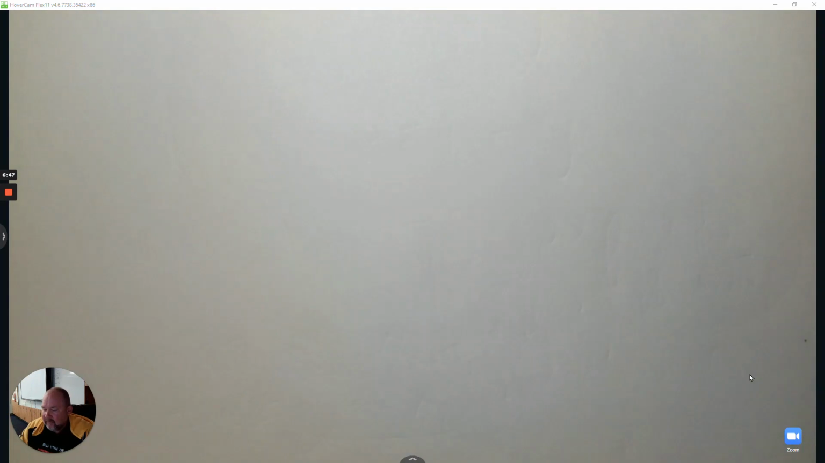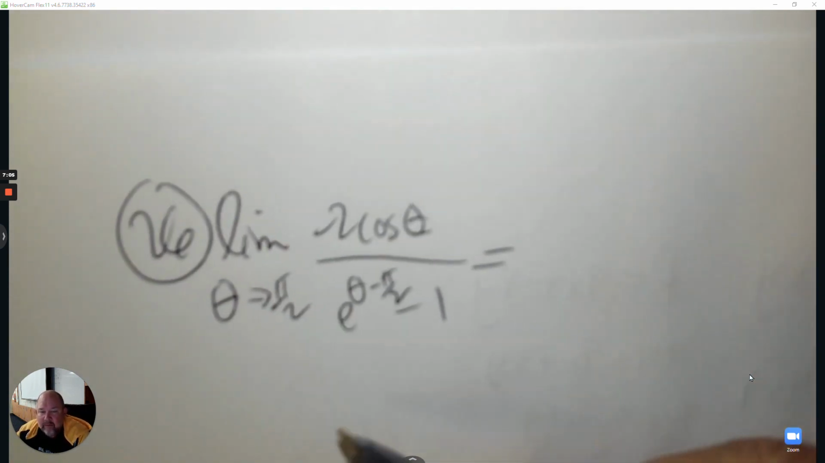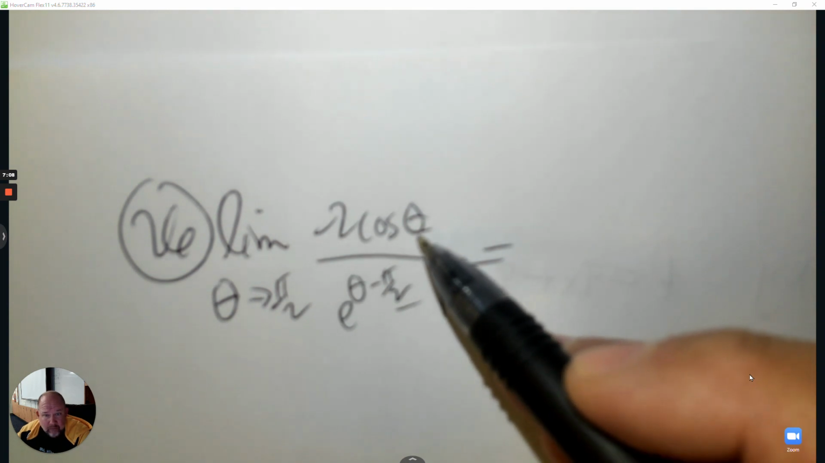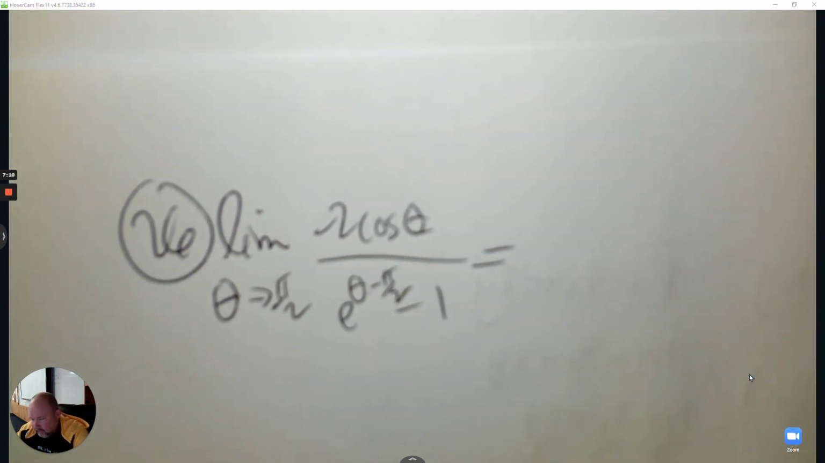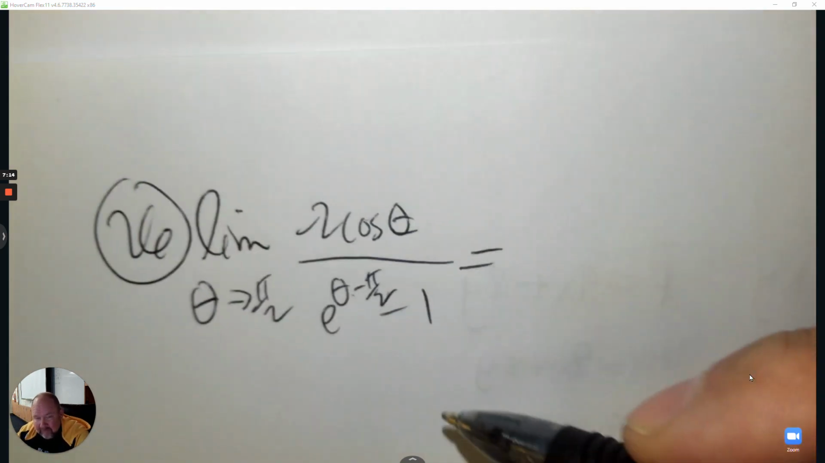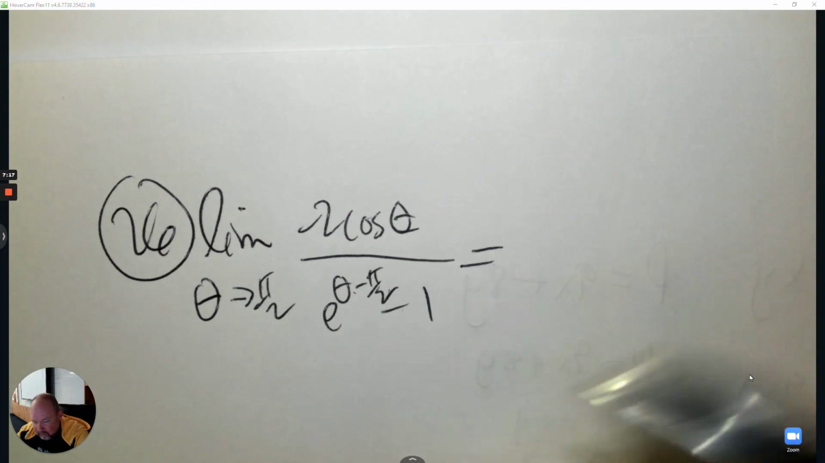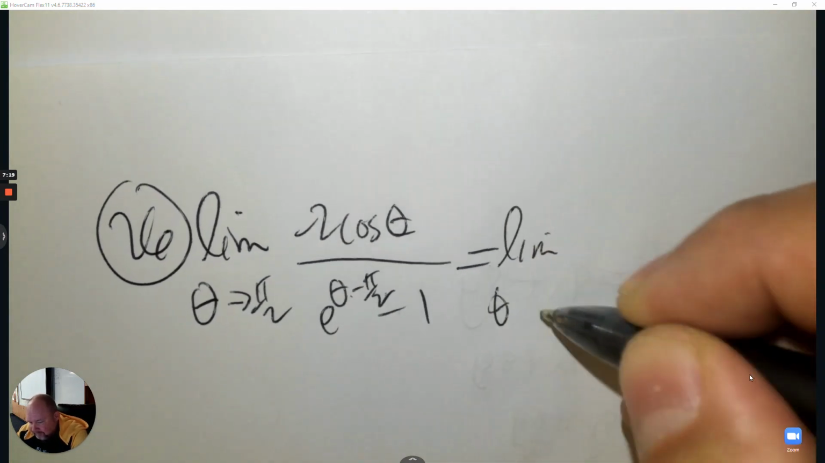All right, 26, last one. A limit question. The limit as theta approaches pi over 2 of negative 2 cosine theta over e to the theta minus pi over 2, minus 1. All right. So evaluate at pi over 2. Cosine at pi over 2 is 0. Pi over 2 minus pi over 2 is e to the 0, which is 1, and then 1 take away 1 is 0. This is an indeterminate. It's 0 over 0 is the form. So we're going to do L'Hopital's rule.